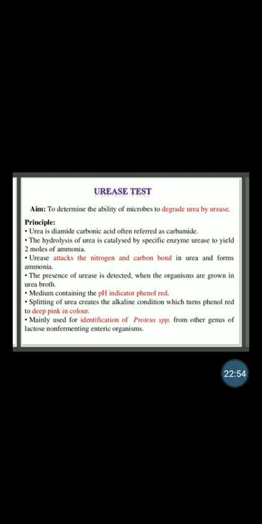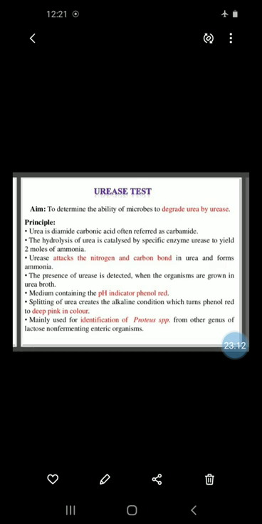So what is the aim of this test? To determine the ability of microbes to degrade the urea by urease. Next we will see the principle of this test.